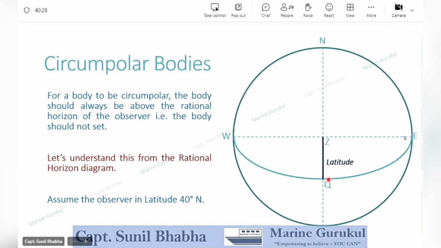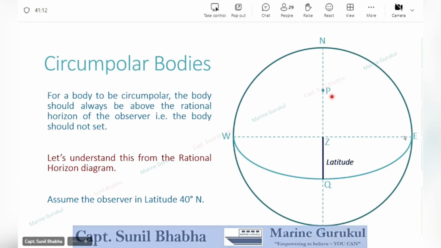Now, once the equinoctial is there in the diagram, we can also show the pole. In this case, the observer is in north hemisphere, so the north celestial pole will be the elevated pole or the visible pole, and it will be 90 degrees away from the equinoctial. So 90 degrees north of the Q point, this is where the pole would lie. So let's mark this point as P, representing the north celestial pole. Now in this diagram, let's assume some celestial bodies of different declinations and let us see whether they become circumpolar for this particular observer or not.